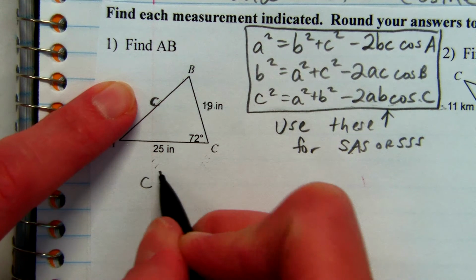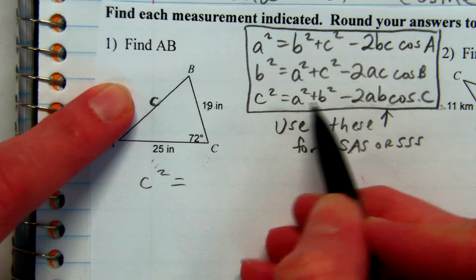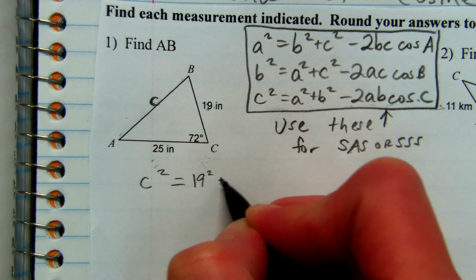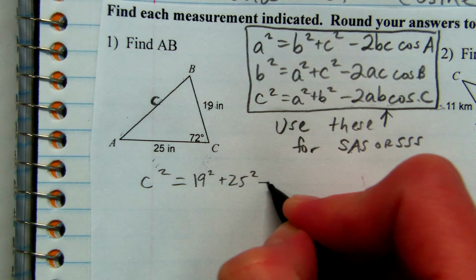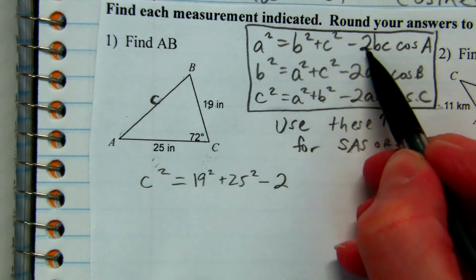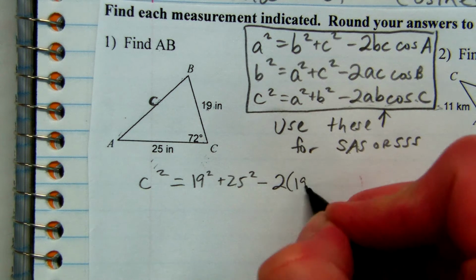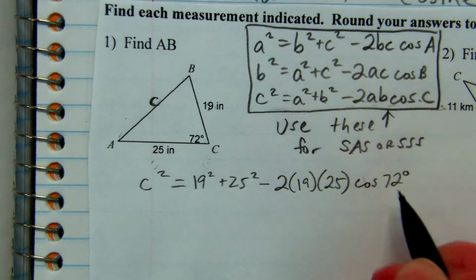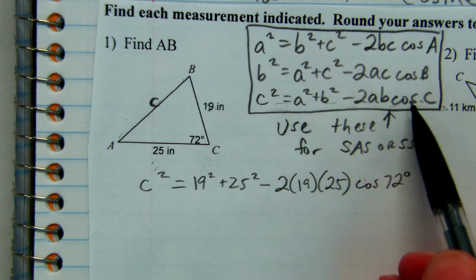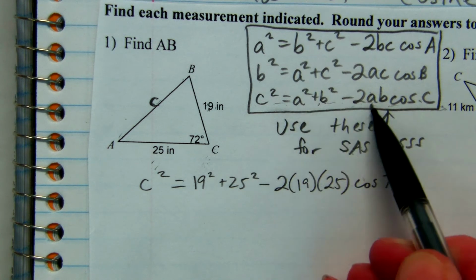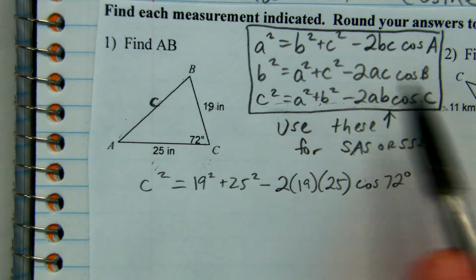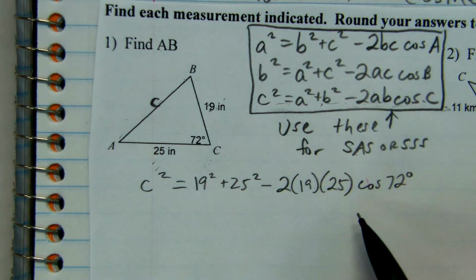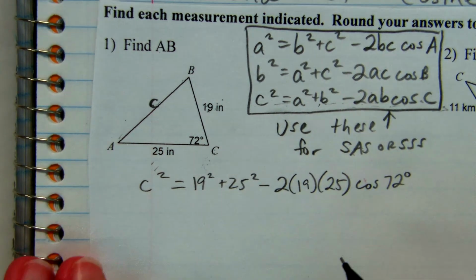We would just have c squared equals a squared plus b squared, so we'd have 19 squared plus 25 squared minus 2 times 19 times 25 cosine of 72 degrees. So all of this is just from this last version of the formula, a squared plus b squared minus 2ab cosine c. So it's the 2 sides and the angle in between that go in. You want to be really careful about how you're doing this.